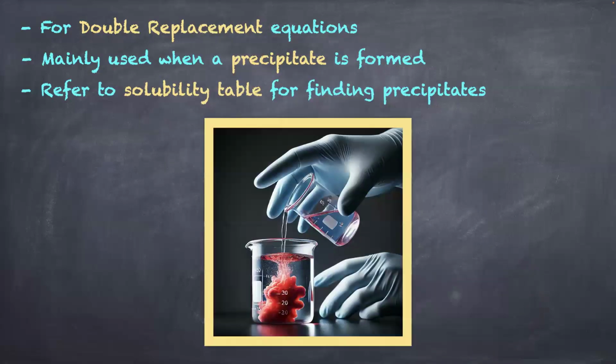So take a look at this picture over here. In here, two solutions are being mixed. Before mixing, both of them were clear and colorless, meaning they both were solutions and soluble. However, as soon as they were mixed, all of a sudden you see a red precipitate being formed. Eventually this red precipitate is going to sink to the bottom of the container and form a solid. So this is what we refer to as a precipitate.